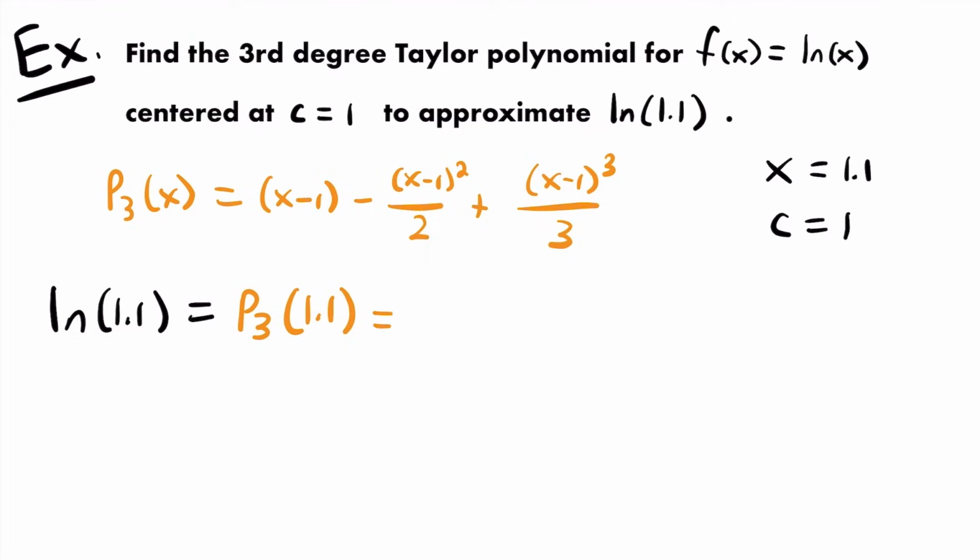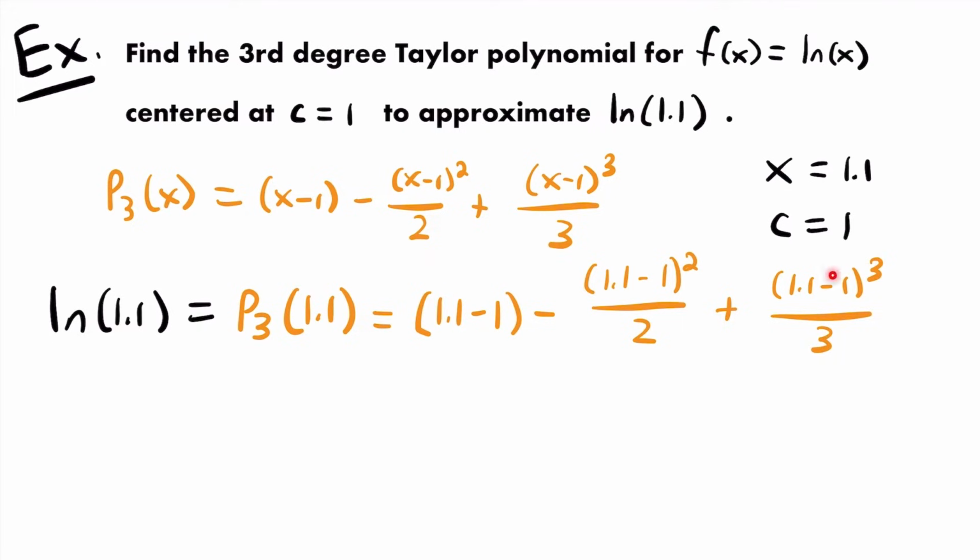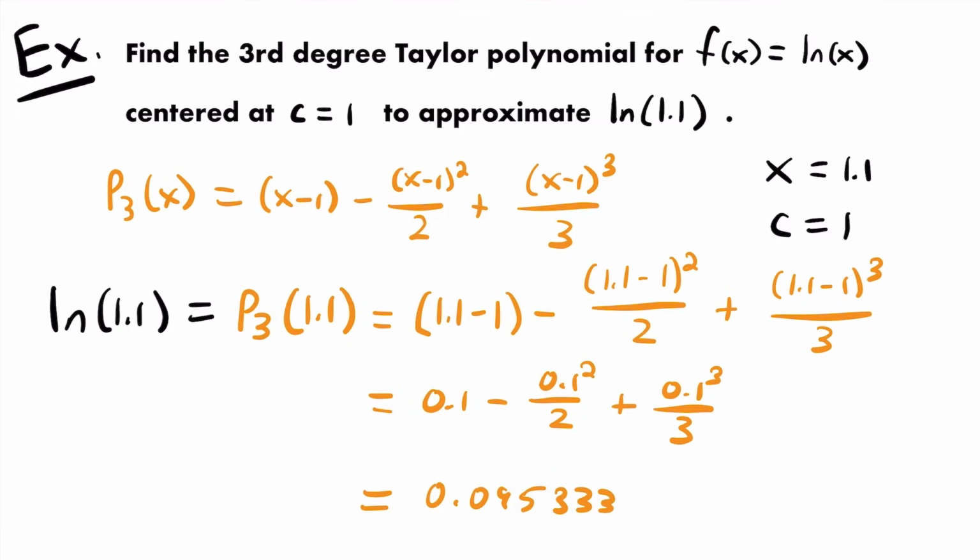So this is going to be equal to 1.1 minus 1 minus (1.1 minus 1) squared divided by 2 plus (1.1 minus 1) cubed divided by 3. Now, each of these quantities where we have 1.1 minus 1, that's just going to be 0.1, right? So this is equal to 0.1 minus 0.1 squared divided by 2 plus 0.1 cubed divided by 3. Now, if you plug this into your calculator, what you'll find is that our approximate value will be 0.095333 and some more decimals.